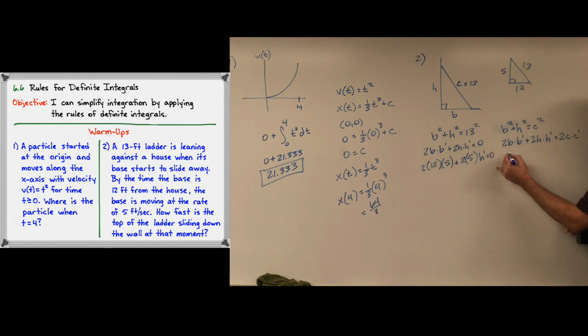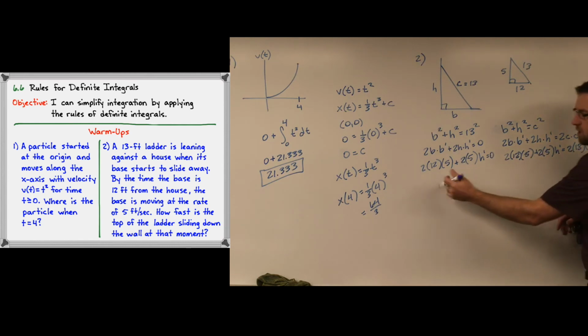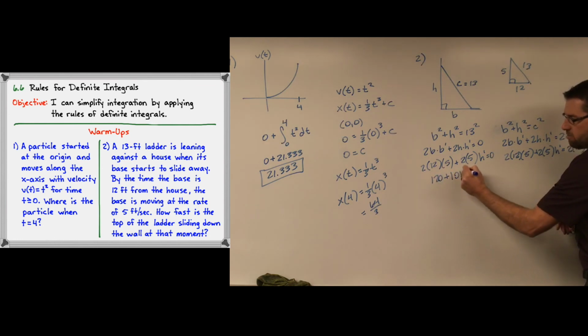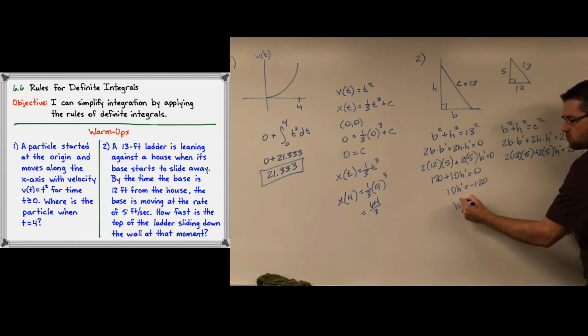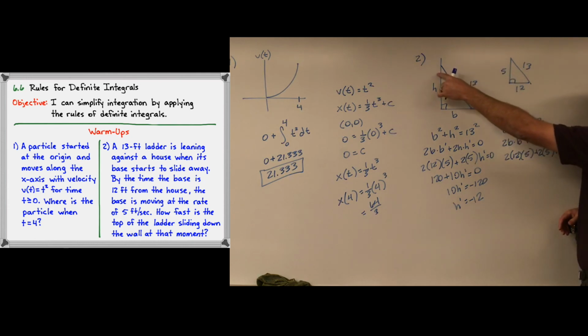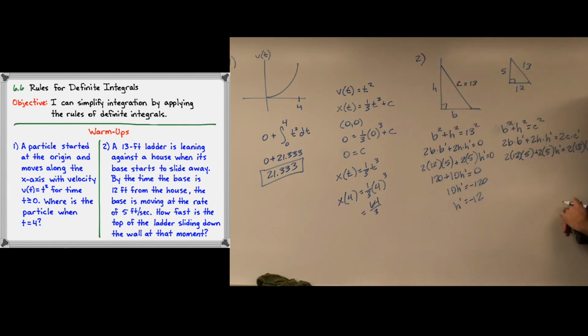Anyways, plugging in here would be the same thing, but the key to this, 2 times 13, but c prime is 0, so that whole side is 0, and you end up with the same values here. So this is going to be 120 plus 10h prime equals 0. 10h prime equals negative 120. H prime equals negative 12. Does that make sense? The h prime should be negative, yes, because this length is decreasing, therefore its derivative is negative.